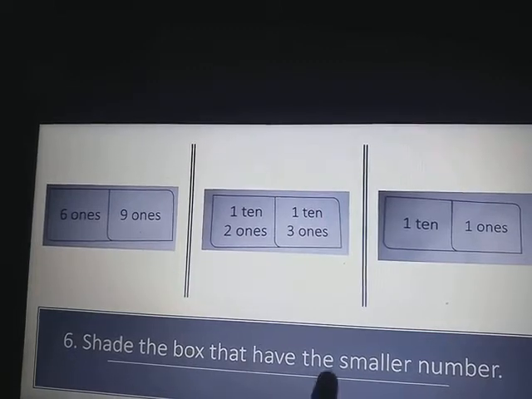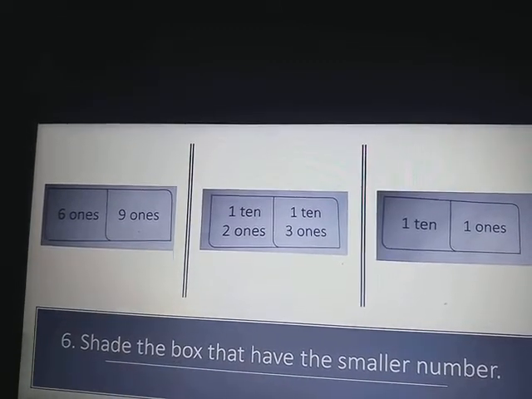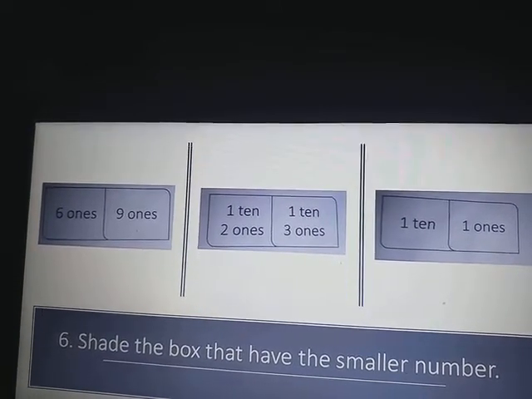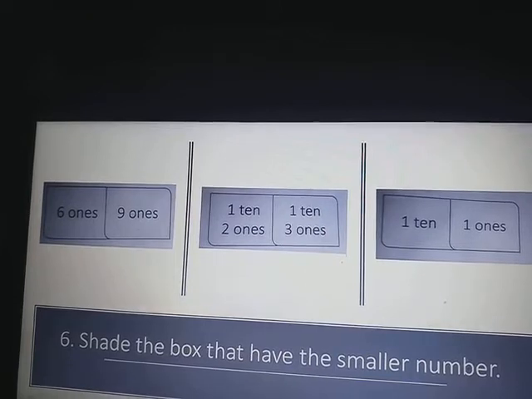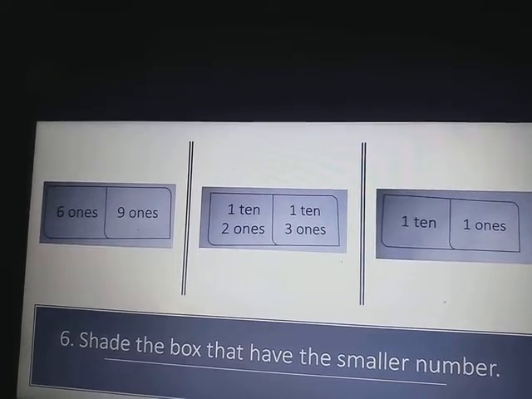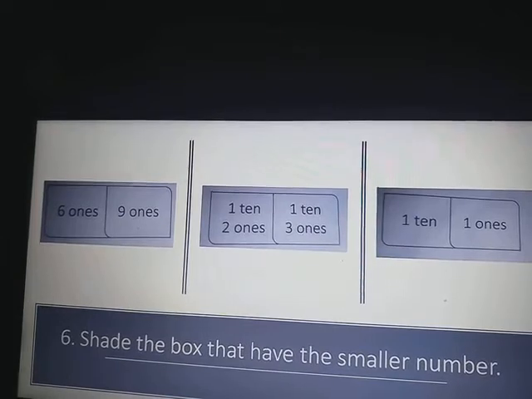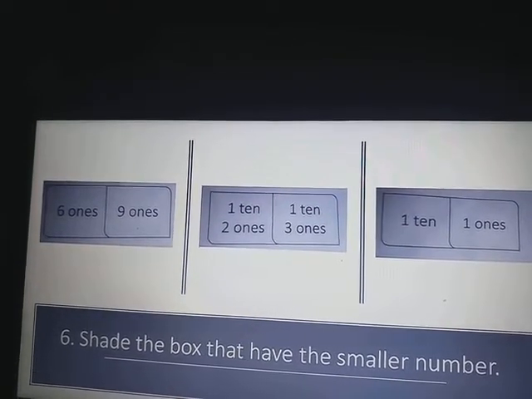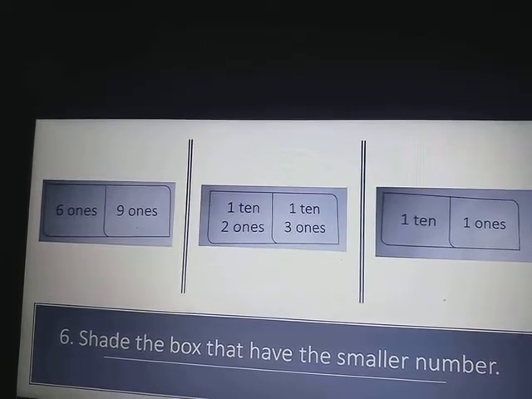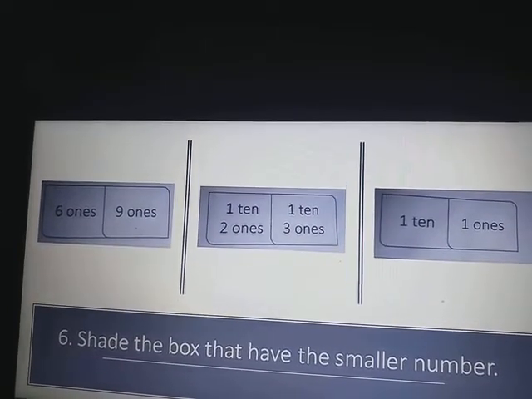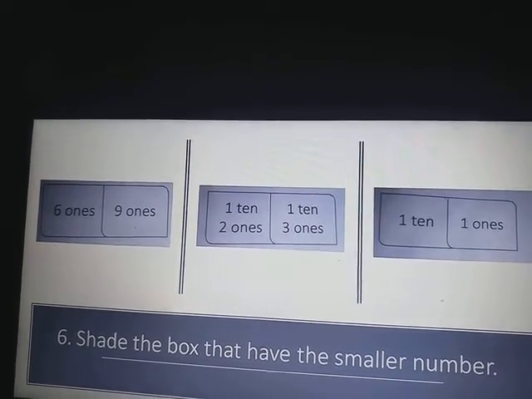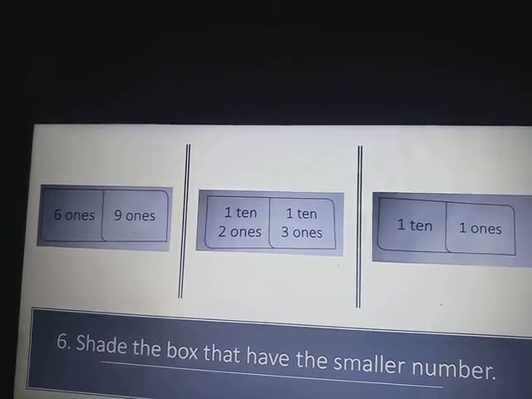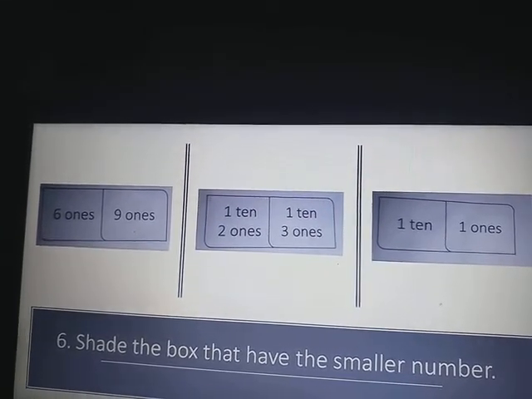Shade the box that has the smaller number. In this you have to see the smaller number and shade it. 6 ones, 9 ones. Which is greater? 6 ones or 9 ones? 1 ten 2 ones means 12. 1 ten 3 ones means 13. So please see to it carefully and do it.